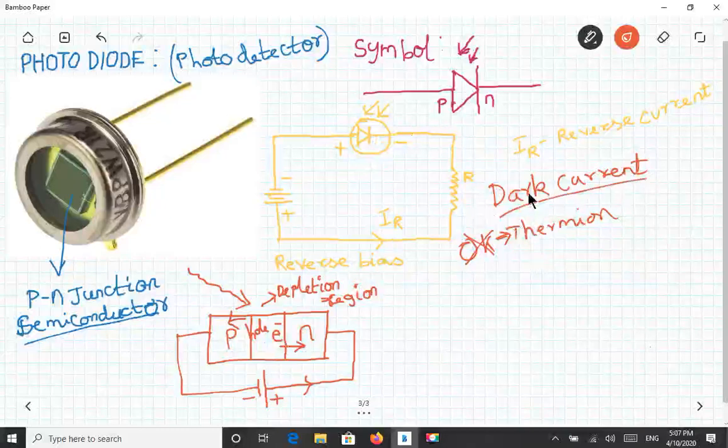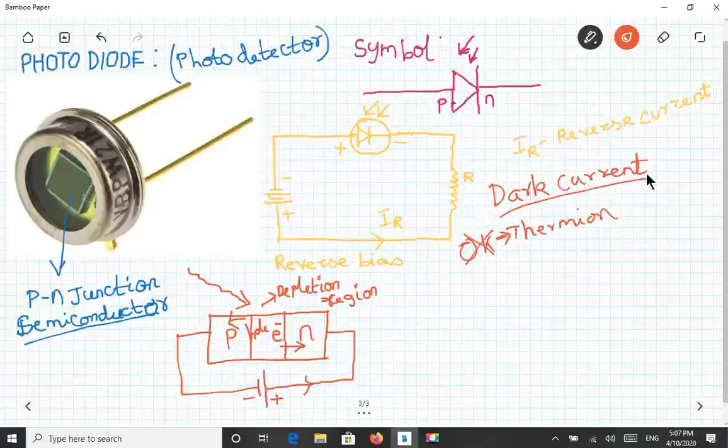Even though you have not applied any amount of voltage, it will create a current which is known as dark current. So dark current is the flow of a little bit of electrons without reverse bias, which is very small and negligible. You don't need to worry much about it.